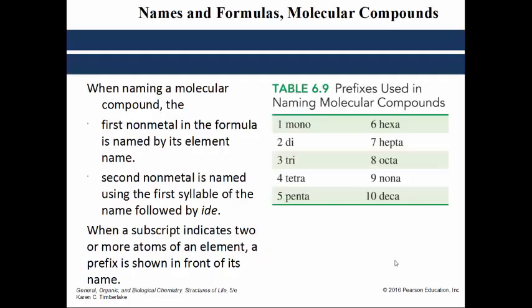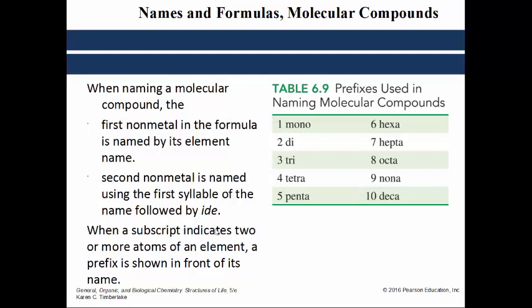Now, when naming a molecular compound, the first nonmetal in the formula is named by its element's name. Then the second nonmetal is named by using the first syllable of that name, and then the ending IDE. If a subscript is used, then that prefix is used in front of its name. So here's some common examples. Mono means 1, di means 2, tri means 3, tetra 4, penta 5, hexa 6, hepta 7, octa 8, nona 9, and deca 10.